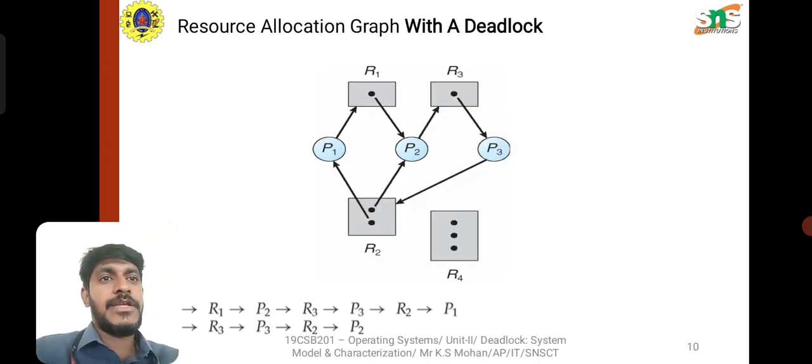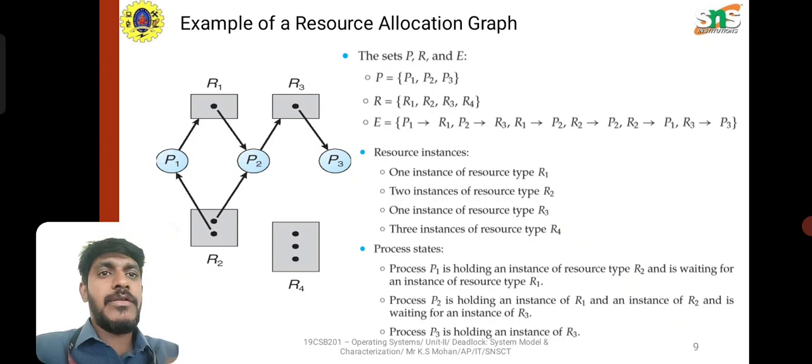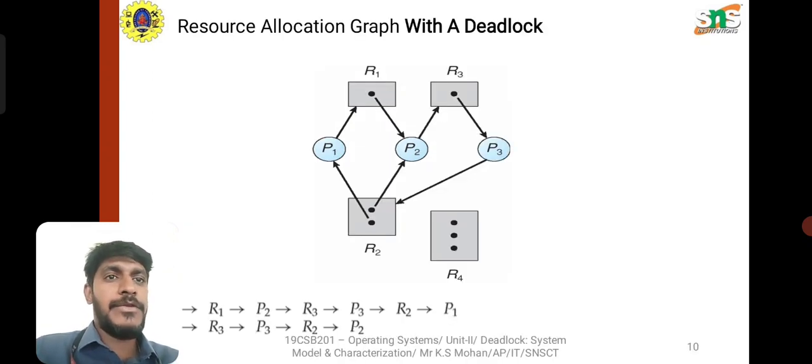So here is the resource allocation graph with a deadlock, with R1, P1, P2, P3. For example, P1 holds the resource R1. The same R1 is requested by P2, and P2 is also requesting the resource R3, but R3 is allocated to P3. In R2, the two instances of the resource are claimed by P1 and P2.